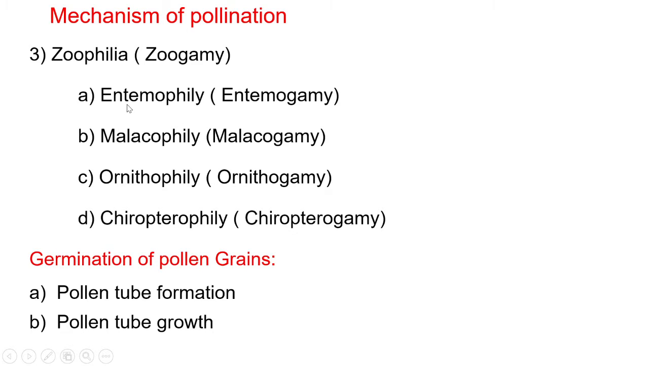Let us see first of all entomophily. When pollination takes place with the help of insects, it is called entomophily. The common insect pollinators include bees, flies, moths, butterflies, beetles, etc. Approximately 80% of pollination is brought about by this method, by insects.